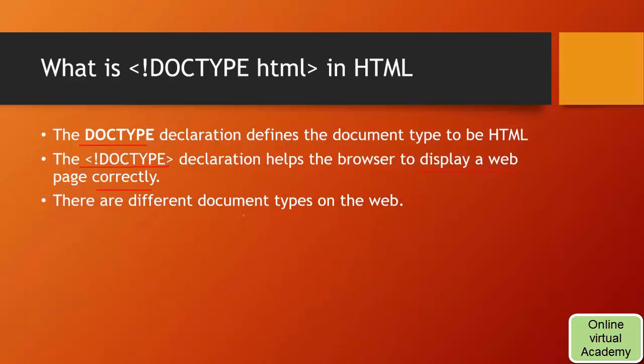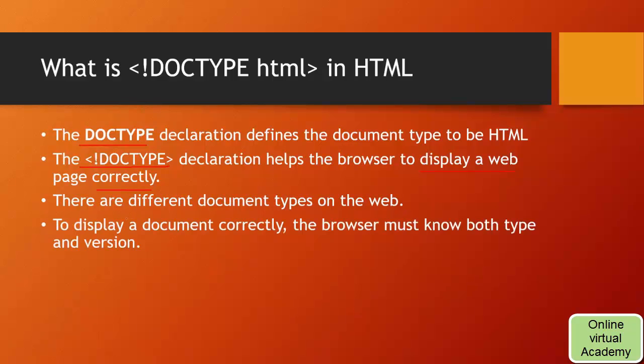There are different document types on the web. To display a document correctly, the browser must know both type and version.